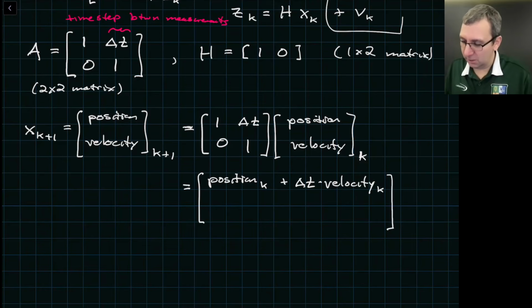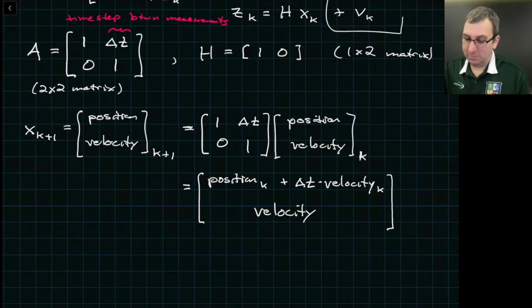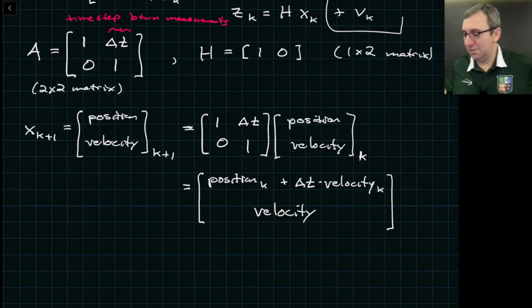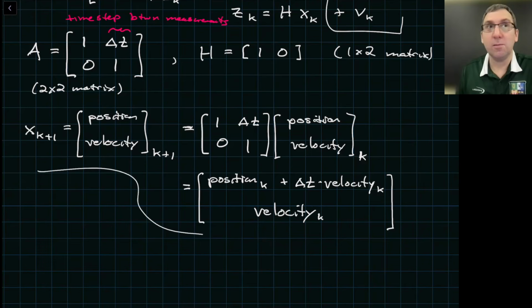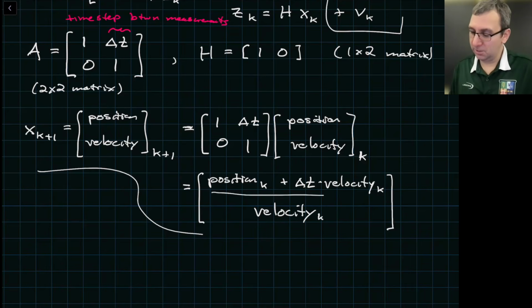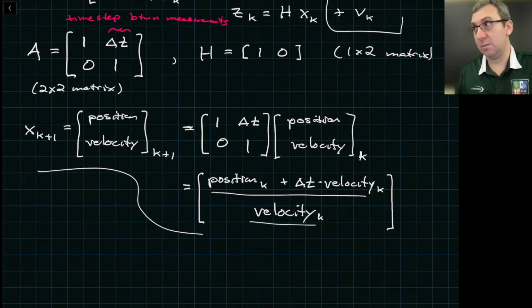So this is how we use the relationship between position and velocity. And then this 0, 1 just means, since I have no information about the acceleration, or I don't want to estimate that right now, it's just velocity at time k. Does that make sense? So that's A. A seems to work. This is the new position. It gets updated from delta t and the old velocity, and then the new velocity is similar to the old velocity. It's our best guess.